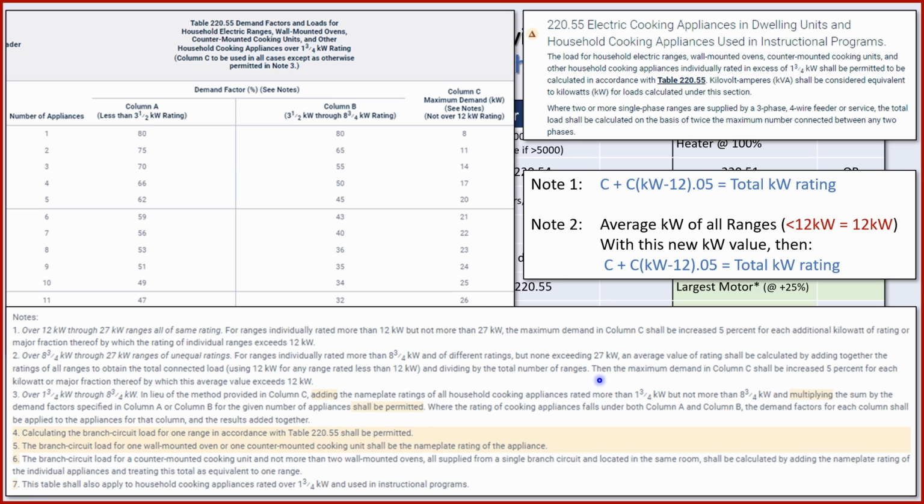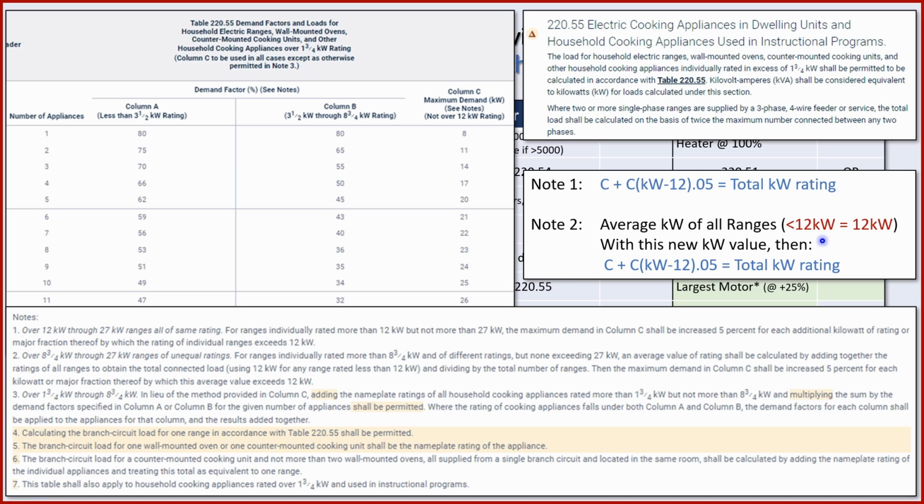And then the next sentence is exactly the same as what's up here, because you use that same formula. Once you get the average, you average your ranges, and then you just use the same formula. So let's look at this real quick. Note 2: you average the kW of all ranges. So let's say you have a 15, 16, and 17 kW range. You average those all out, so that'd be 16, right?